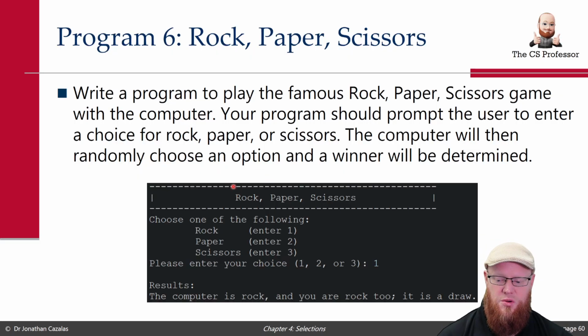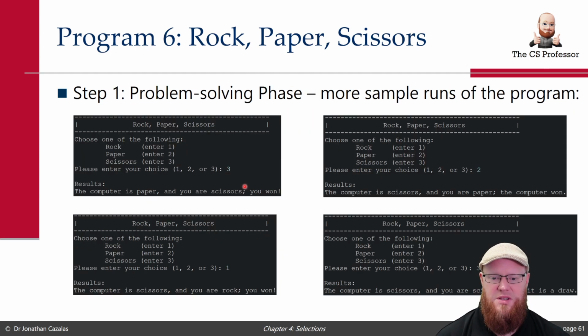Cool. Now, what do we want to do? Based off of that 1, 2, or 3, that's the user's choice, we want to compare it to a randomly generated choice from the computer and then see who actually won. So here are some samples to look at. We have a couple of different options. We entered a 3.